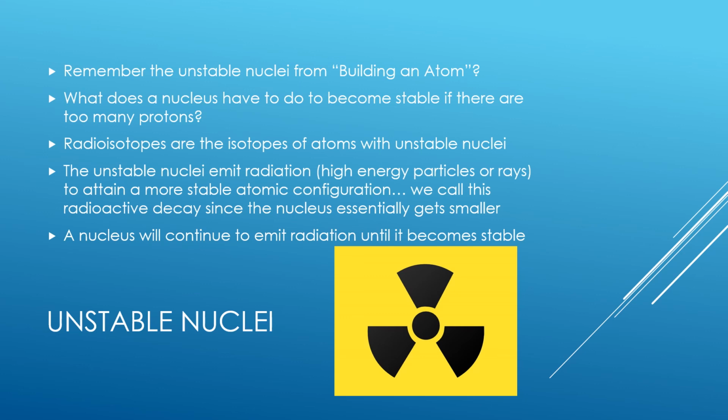Next up, we have the word radioactive decay. The unstable nuclei, in order to become stable, what they'll do is they'll emit or they'll release radiation. And I do want you to write down this word radiation and define it as high energy particles or rays. So radioactive decay is when an unstable nucleus emits or releases radiation to become more stable. As that nucleus gets rid of some of those high energy particles from the nucleus, it does get smaller, so we call it radioactive decay. A nucleus will continue to emit or release radiation until it becomes stable, and you'll fill in those blanks on this section as well.